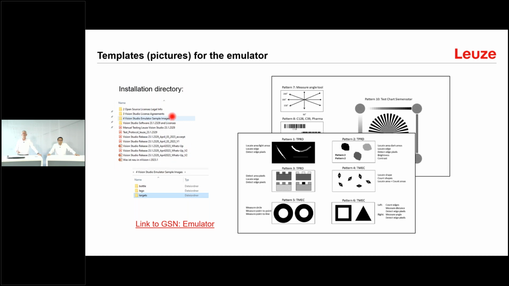If you open Vision Studio, you will find position 4, Vision Studio Emulator Sample Images. And here are 3 subfolders. This is a subfolder targets. You can use these targets to make first trials working with the emulator, and you load these images into the emulator. Also, I put this on GSN. You have the link here, and it's also possible to download this from GSN.